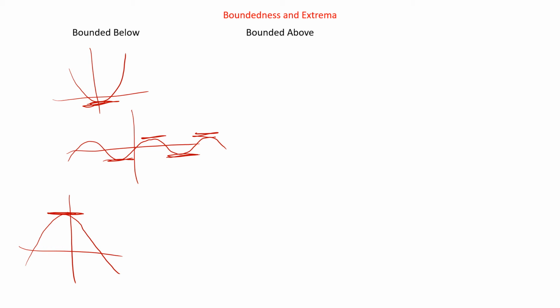And so it just means it's above or below. And then bounded just means both, above and below. So that one is bounded because it's not going off to infinity either in the positives or in the negatives. So that's what bounded is.